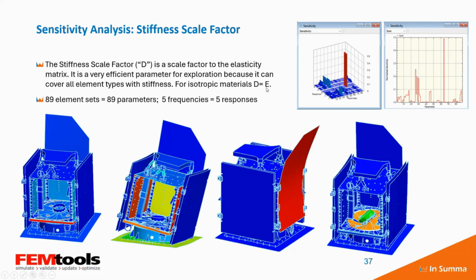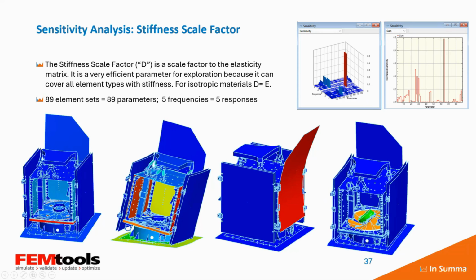So that is an ideal parameter for exploration because we can easily select it for all the elements. Now, in this case, if I would do that, I would be close to 1 million parameters. So this was tried, and I will have some results coming up.